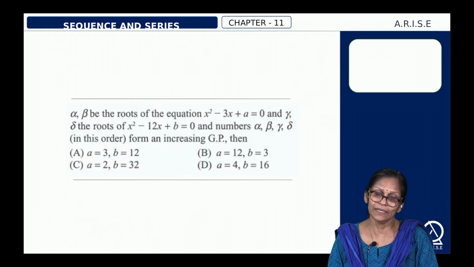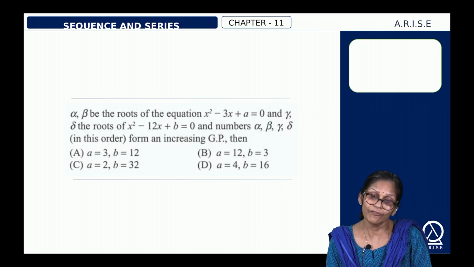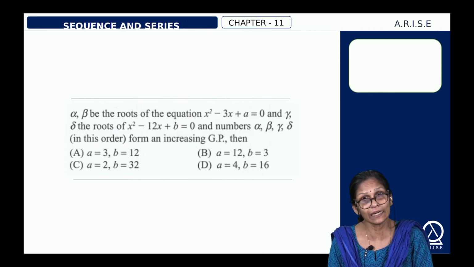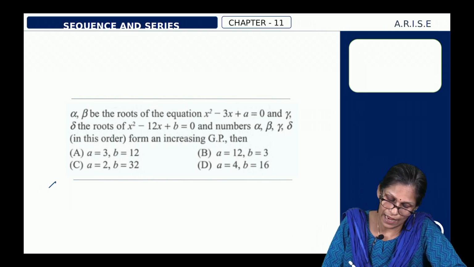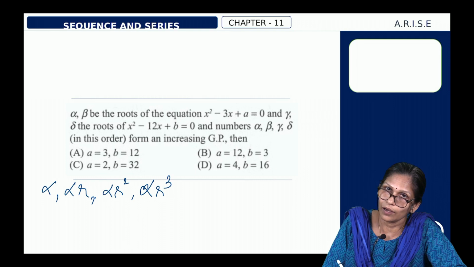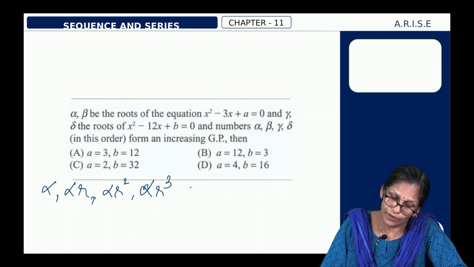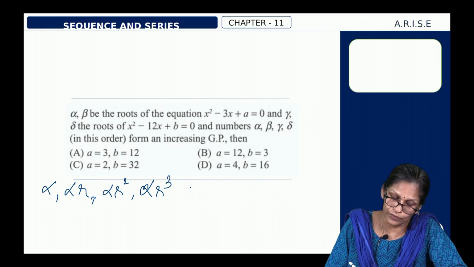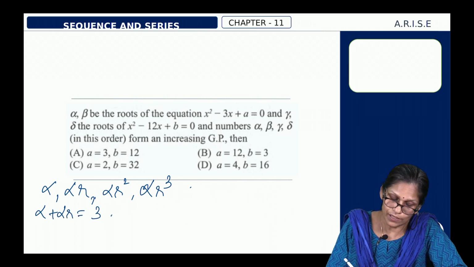Now, alpha and beta are the roots of this equation, and gamma and delta are the roots of the second equation. Alpha, beta, gamma, delta form an increasing GP. So, what is given? Alpha is alpha itself, beta I can write as alpha into r, next is alpha into r squared, alpha into r cubed. So, these are your alpha, beta, gamma and delta. Alpha and beta are the roots of this. So, what is the sum of the roots? Alpha plus alpha r is 3. What is the product? Alpha squared r is a.